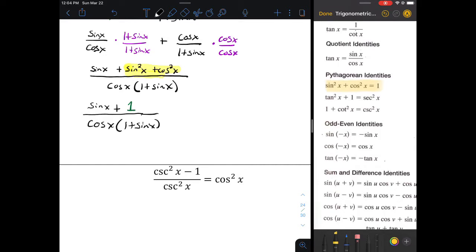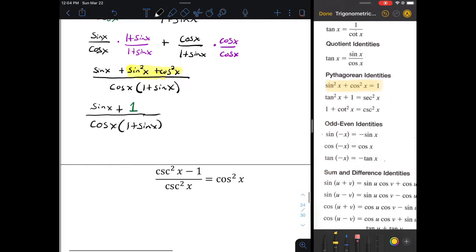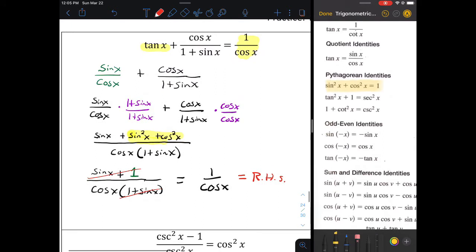And then now we can reduce this problem. Sine of x plus 1, I can cancel that out with 1 plus sine x. And that's going to give me 1 over cosine x. So all I did here was cancel out those two. And that gives me my right-hand side. All right, so we proved this first one by going through this process.